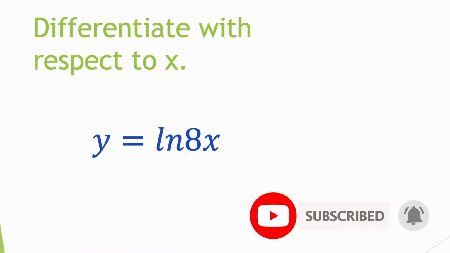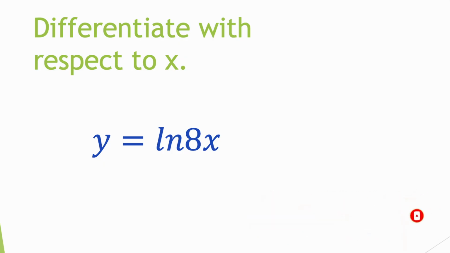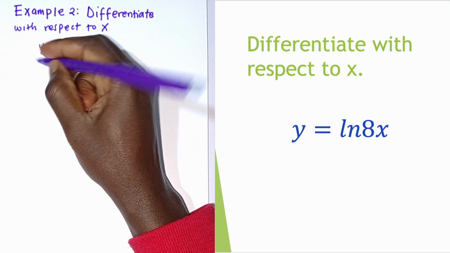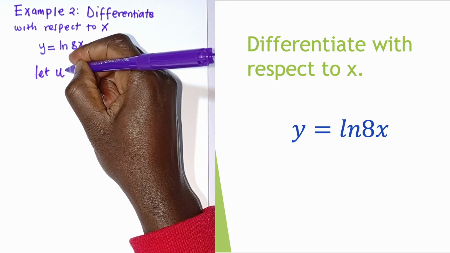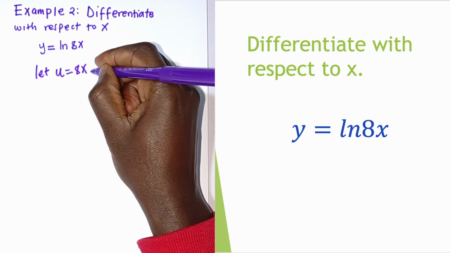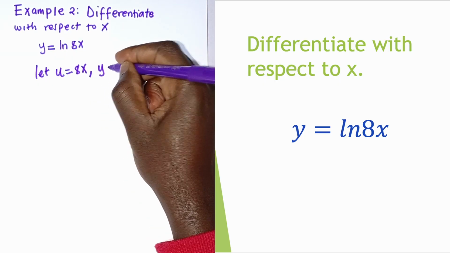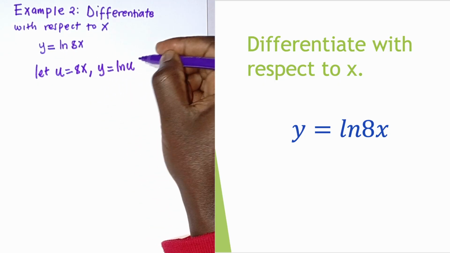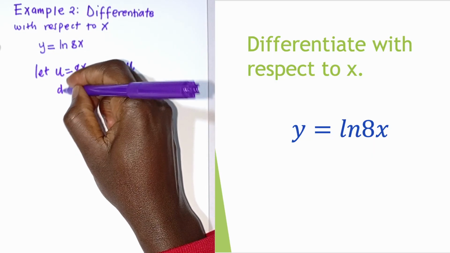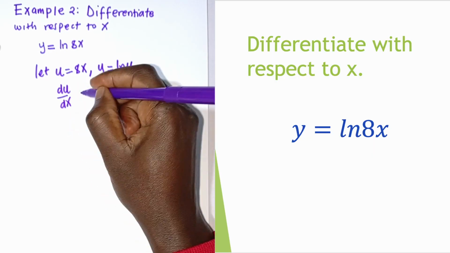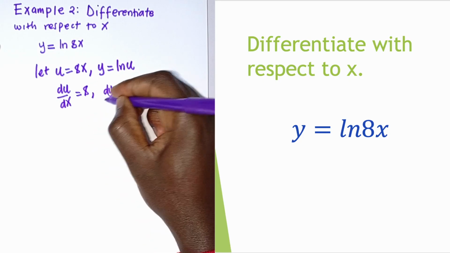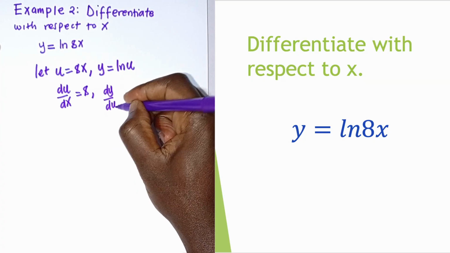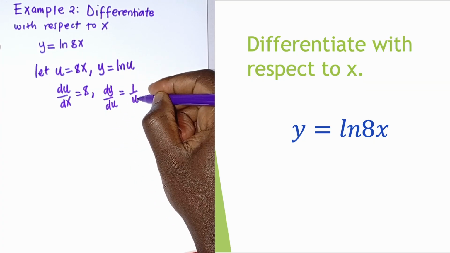In this example, we are going to differentiate with respect to x, y is equal to ln 8x. We begin by letting our u be 8x. After letting u be 8x, our y is now ln of u. If we differentiate u with respect to x, as we did in the earlier example, we get 8. Now we differentiate y with respect to u, that's dy by du, which gives us 1 out of u.